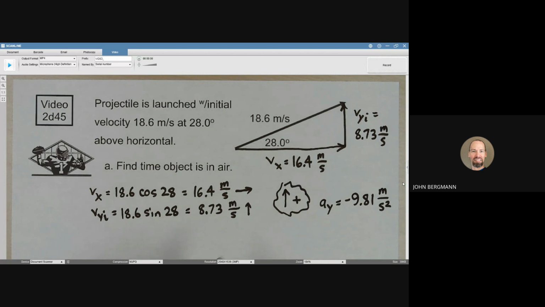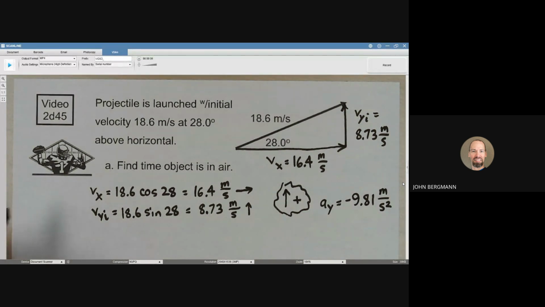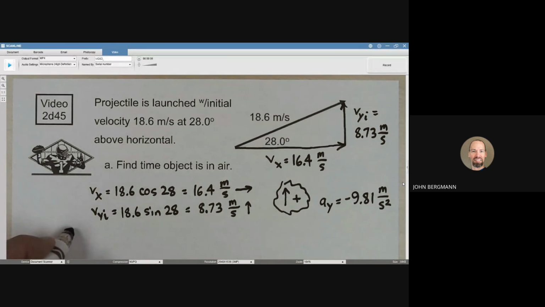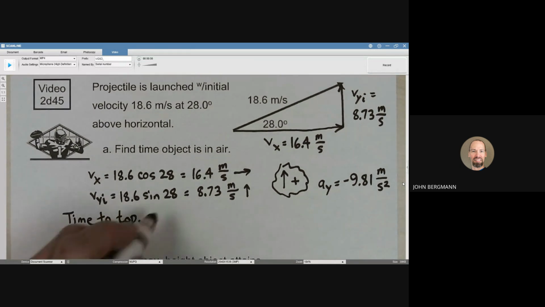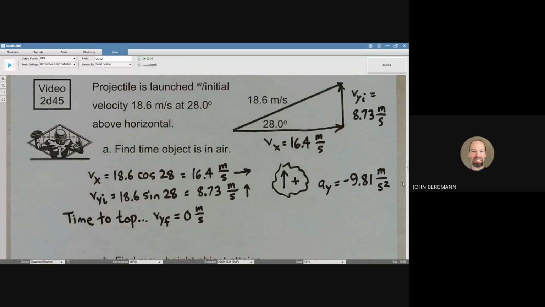We're going to assume that this football lands at the same elevation as what it was thrown at. So the time that it takes to get to the top and the time that it takes to come down are going to be numerically equal. So I'm going to calculate the time to the top. And at the top, Vy final is going to equal 0. The up and down velocity at the top is going to be 0.